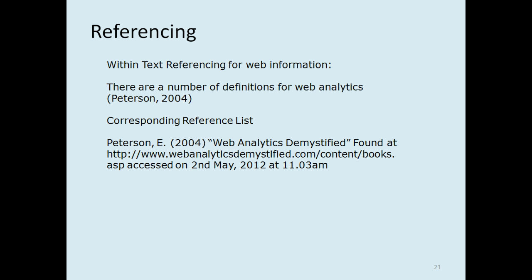If there's no author, make sure you have the company name, the year of publication in brackets, the title of the web page, and then found at. Copy and paste the web address at the top bar. Put that in, and then put accessed on 2nd of May. You know, put the date, the time, and the year.